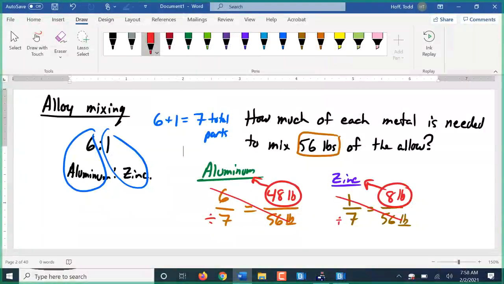So like I said, a handy little tool with our ratios is taking a ratio that compares, especially if those are the only 2 ingredients in that mixture, the 2 ingredients to each other, and changing it into 2 separate ratios that compare each ingredient to the total.